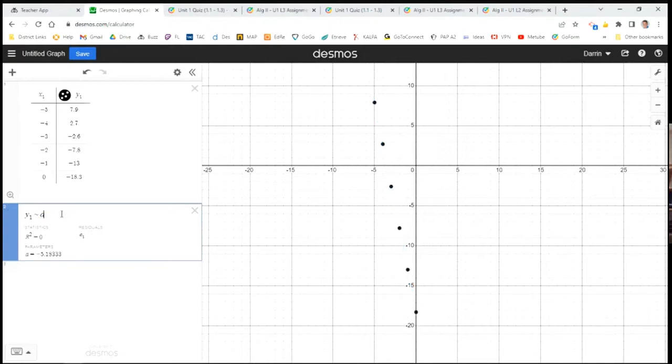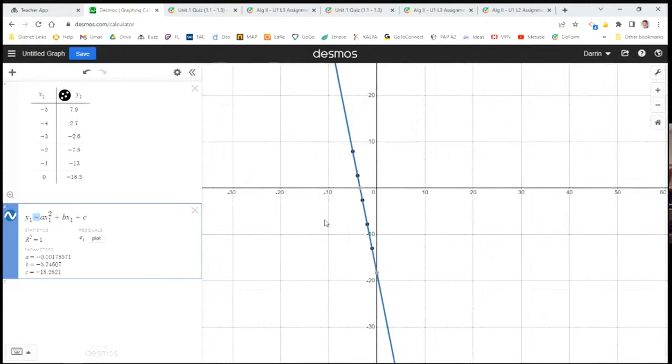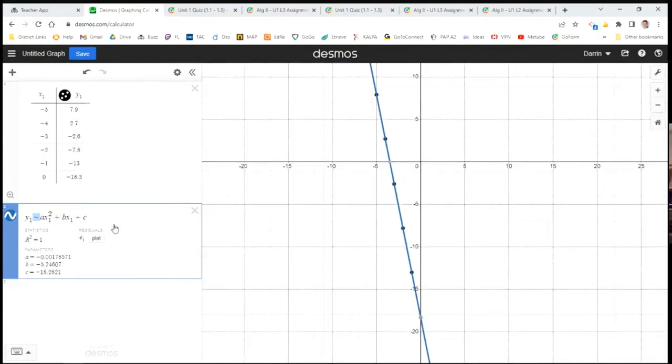So that'd be ax1 squared plus bx1 plus c, right? That's quadratic, ax squared plus bx plus c, but use the x1s and the tilde, and it would create a quadratic equation for you on that. Now, again, this information here doesn't fit a quadratic equation, but you'd want to do the ax squared plus bx plus c and let it do that.